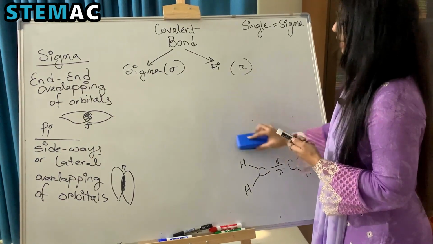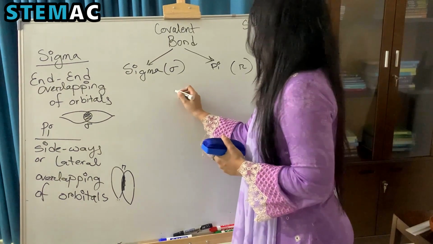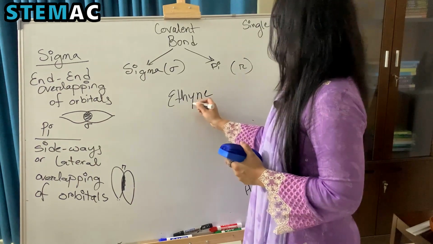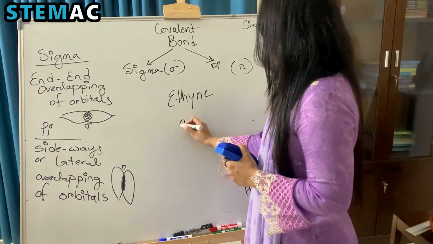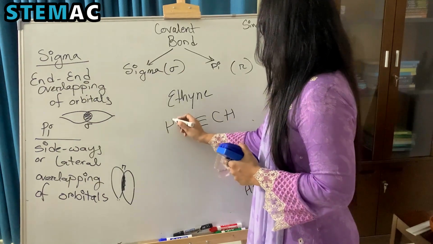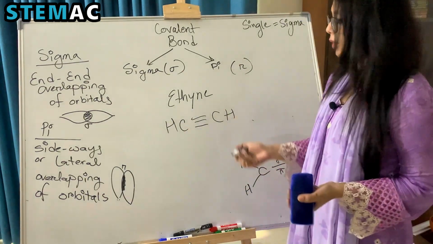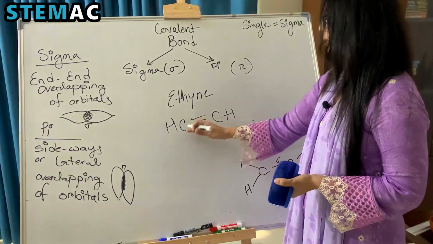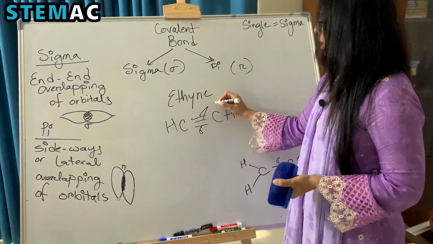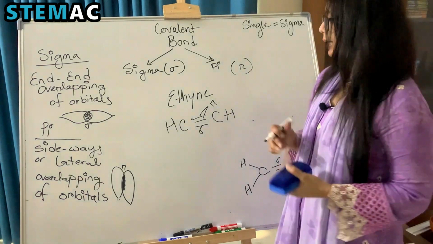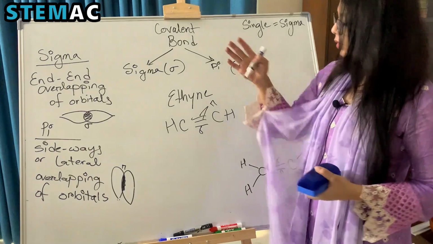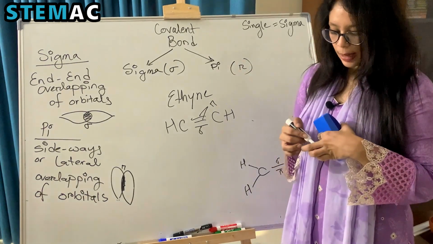And just like that, we will now show the structure of ethyne. Ethyne means it has a triple bond. So these 2 carbon atoms have a triple bond, and just like before, one bond between the atoms would be a sigma bond, and the other 2 bonds here are pi bonds. So in case of multiple bonds, just one bond would be a single bond or sigma bond, and all the other bonds would be pi bonds.